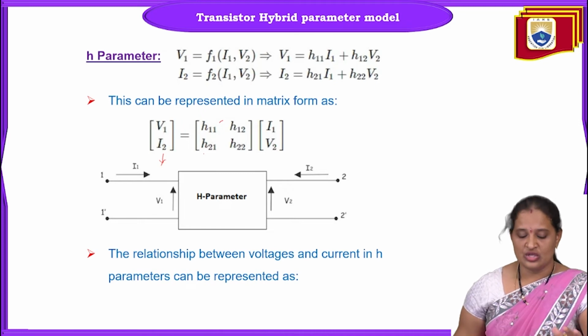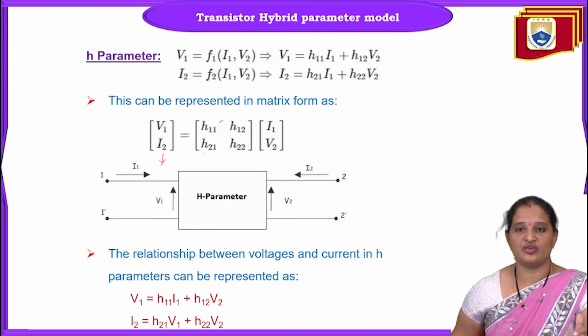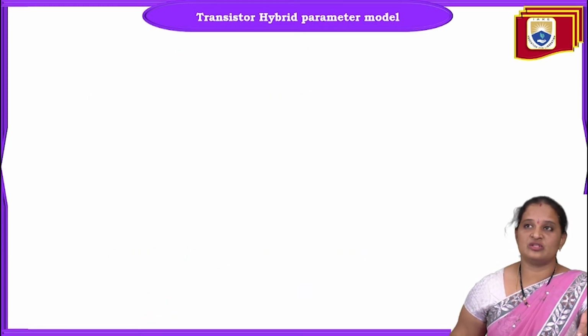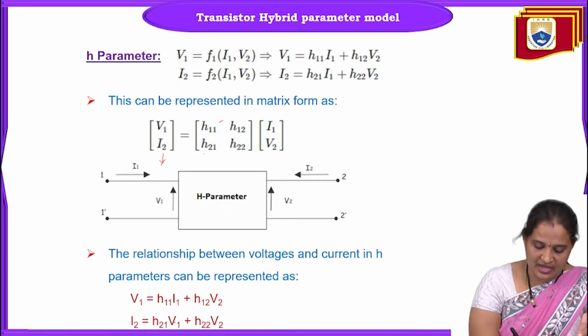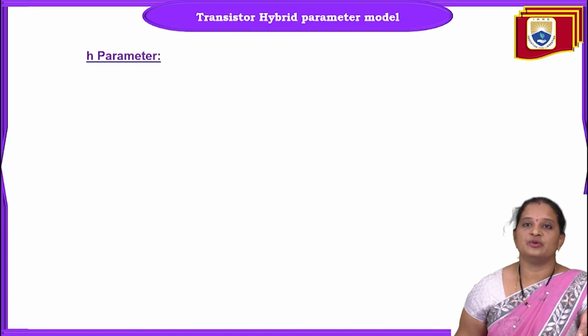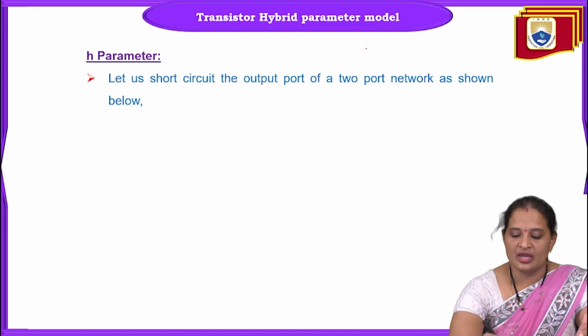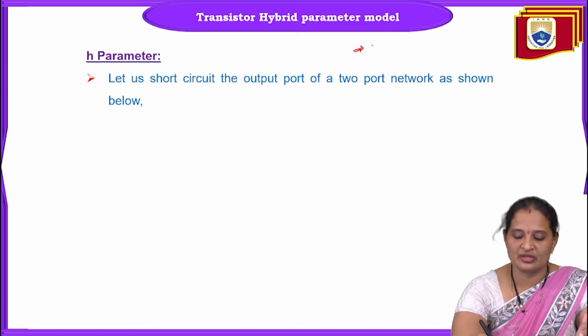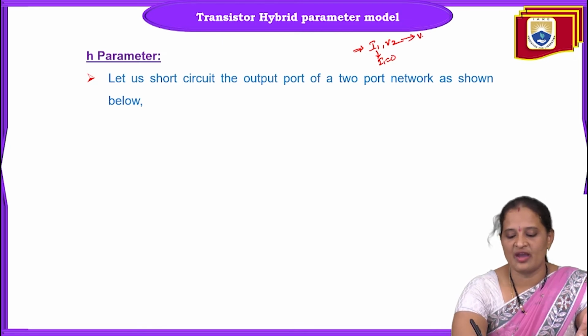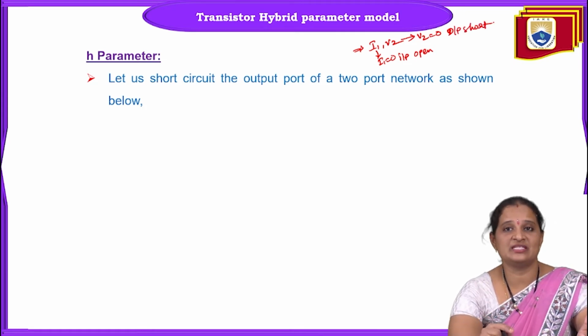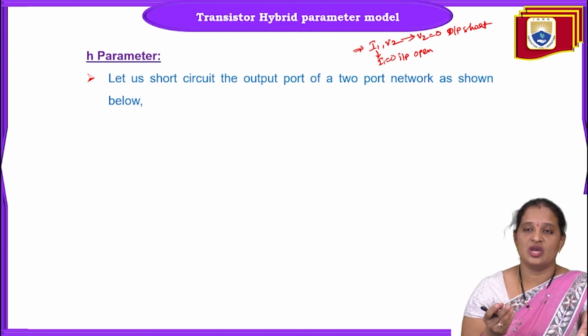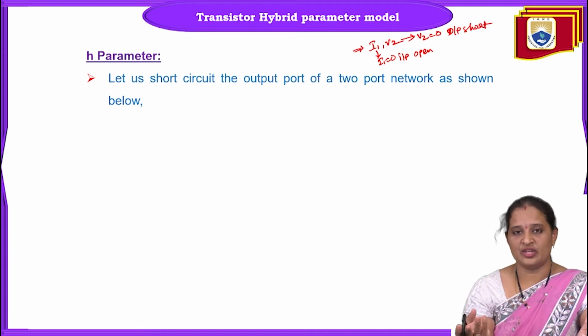Now, how to calculate these? We already know that the relationship between voltages and currents in H parameters can be represented as V1 is equal to H11 into I1 plus H12 into V2, and I2 is equal to H21 into I1 plus H22 into V2. What are the independent parameters? I1 and V2. So once we have to make I1 equal to 0, and in the other case we have to make V2 equal to 0. Making I1 equal to 0 means the input is open circuited. Making V2 equal to 0 means the output is short circuited. That is why these are mixed parameters. In order to calculate these four parameters, once we have to open circuit the input port, and once we need to short circuit the output port.